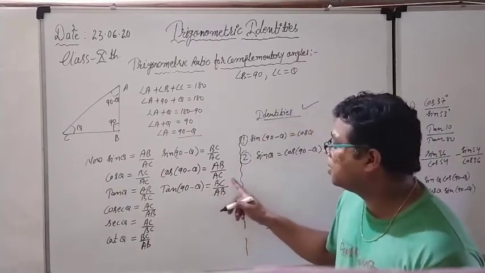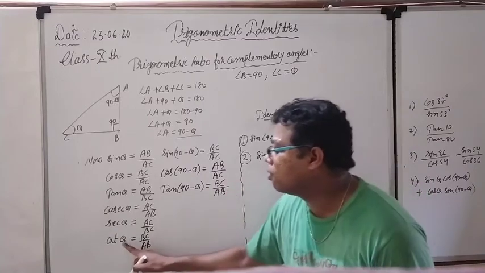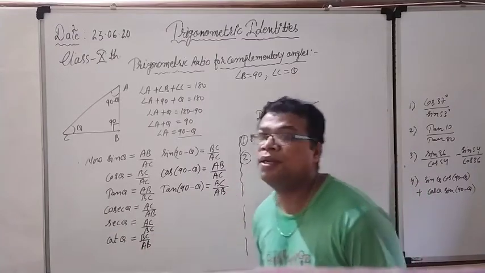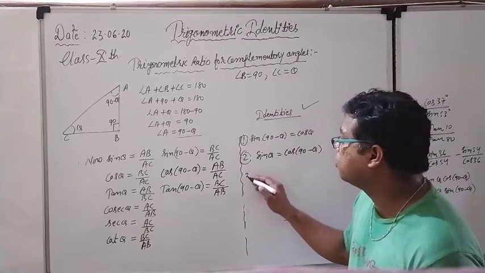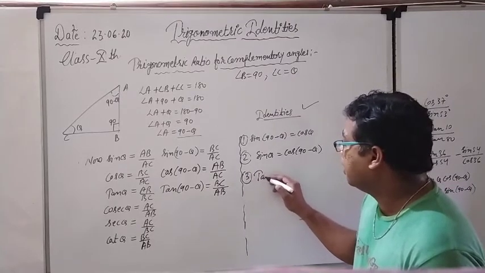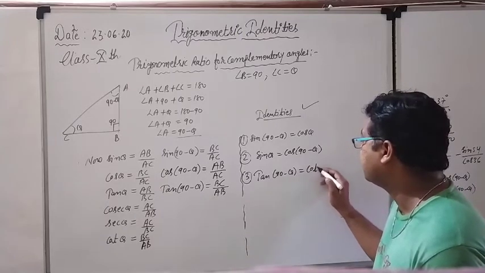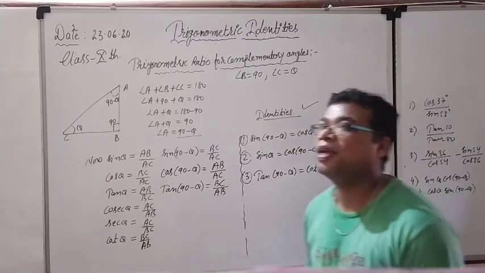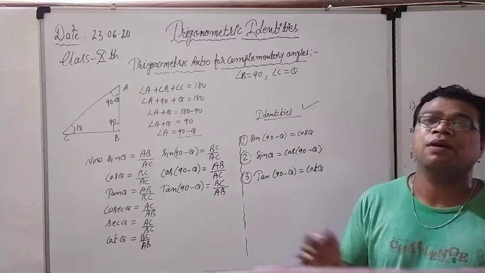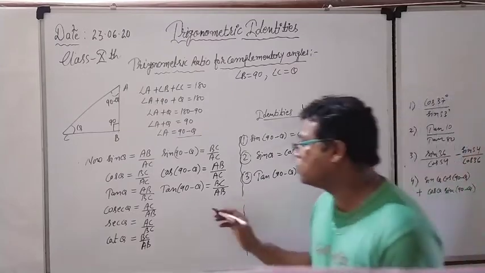Tan 90 minus theta is equal to BC upon AB, and cot theta is also equal to BC upon AB. So what is the conclusion right now? The conclusion is that tan 90 minus theta is equal to cot theta. This means tan and cot are complementary to each other. Now see the next thing.